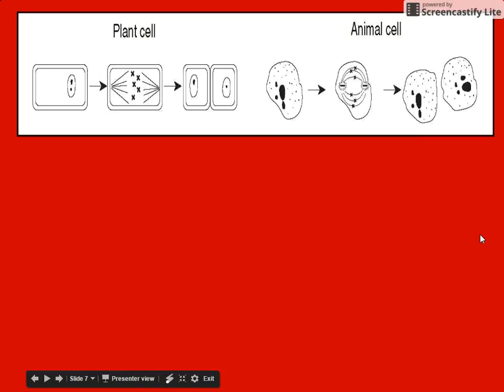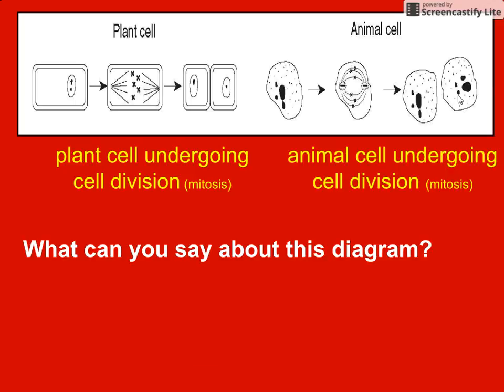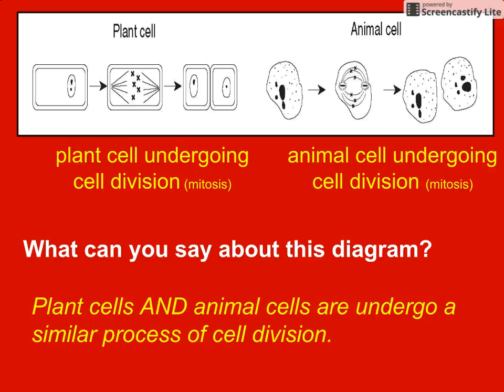All right, looking at some examples of cell division. This first diagram is showing a plant cell undergoing cell division or mitosis. This is an animal cell going through cell division. So the question is, what can you say about this diagram? If you were to study this diagram and look at a plant cell and an animal cell, hopefully you would be able to come to the conclusion that plant and animal cells undergo a similar process, cell division.